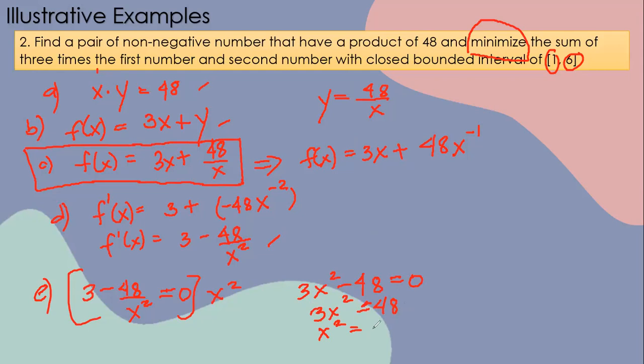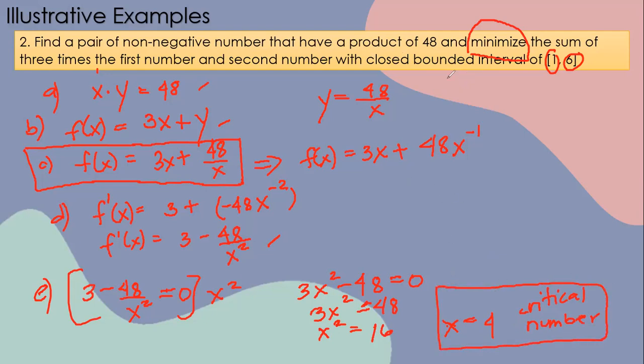Thus, x squared is equal to 16. Thus, we get the answer of x is equal to positive or negative 4. Okay, so since 1 hanggang 6 lang daw, so hindi na natin isasama si -4. So ang answer lang ay x is equal to 4. So x is equal to 4, that is the critical number.